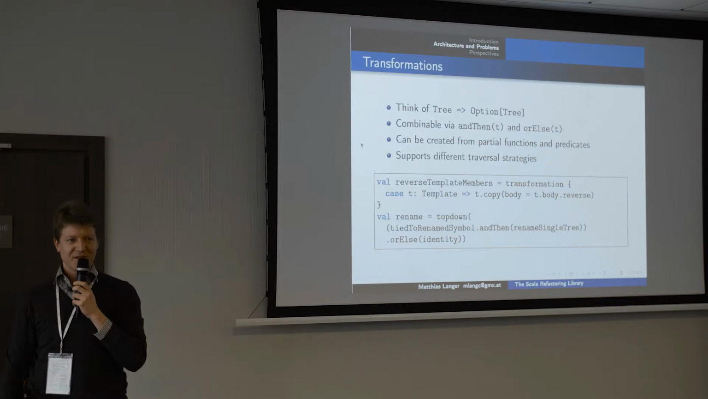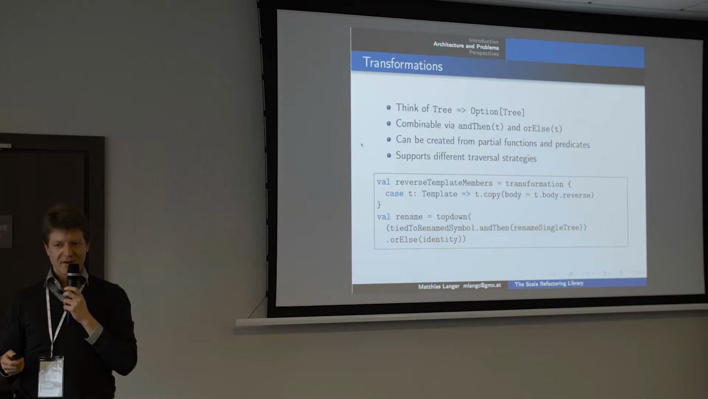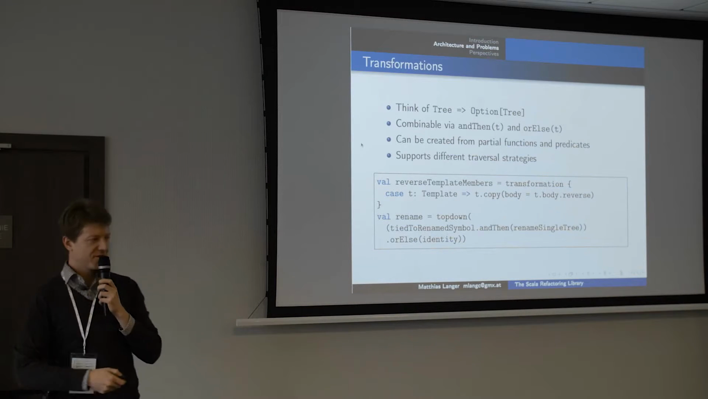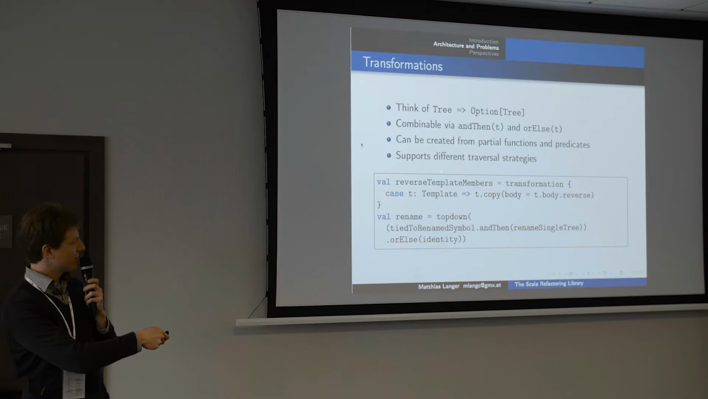This is actually the meat and potatoes of the refactoring library. It's the transformation phase. It's where the actual refactoring happens. And you can think of a transformation as a mapping from a tree, from a node in an abstract syntax tree, to an option of a tree. And you can combine these transformations. There are combinators in the refactoring library, namely and then and or else. And maybe it's most instructive to look at the two examples I've written down here.